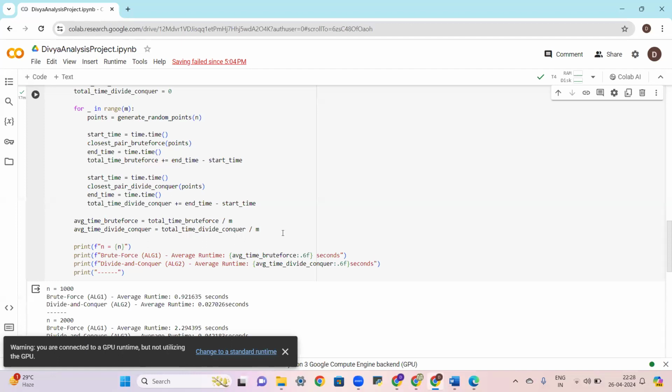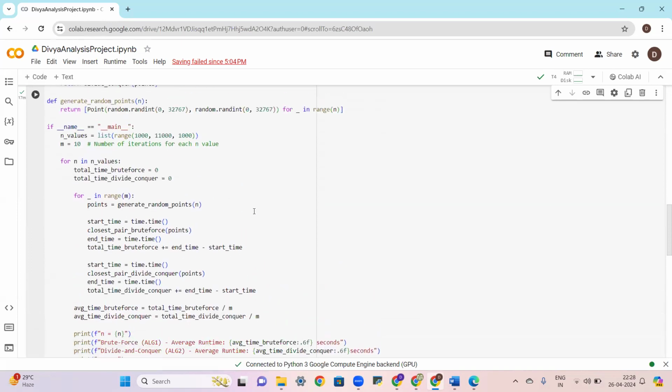And coming to the conclusion, comparative analysis shows that while the brute force method is a good educational tool for understanding basic algorithm approaches, the divide and conquer method stands out in scenarios due to significantly better scalability and efficiency.